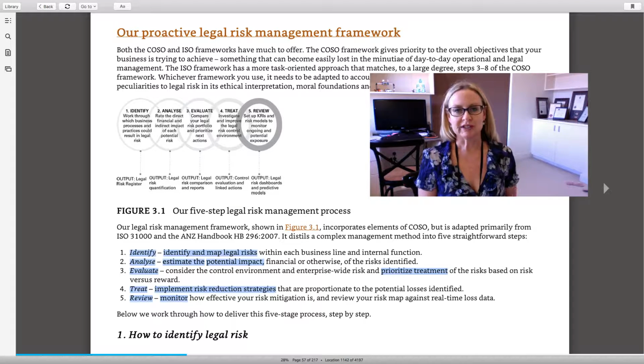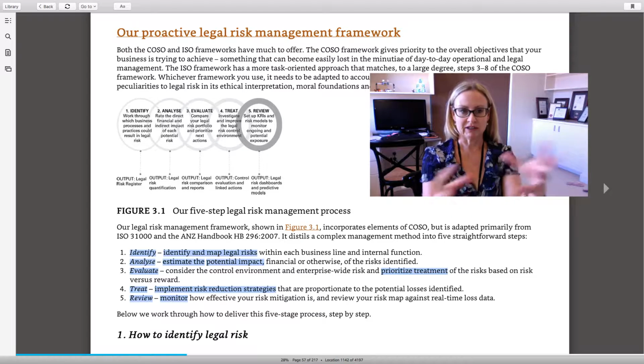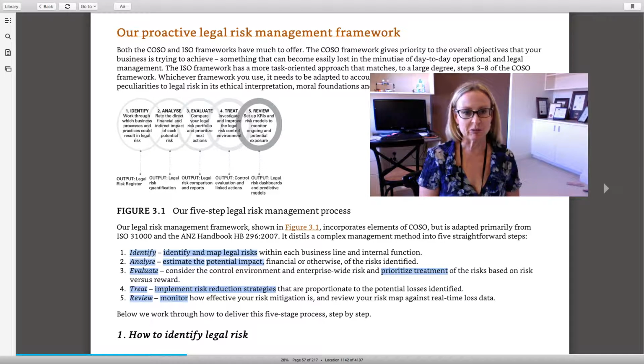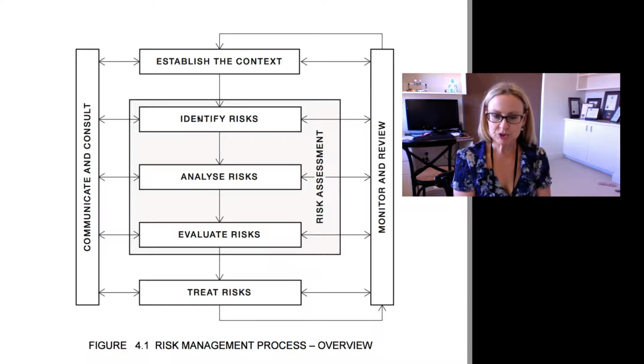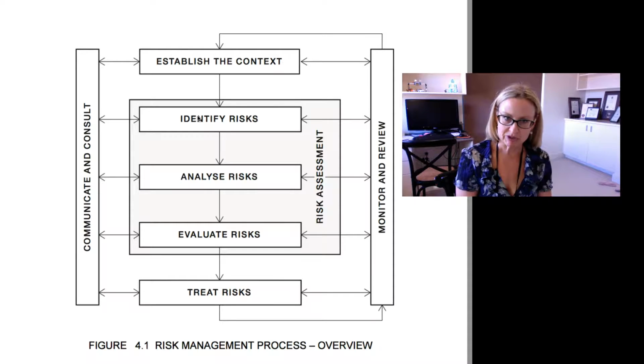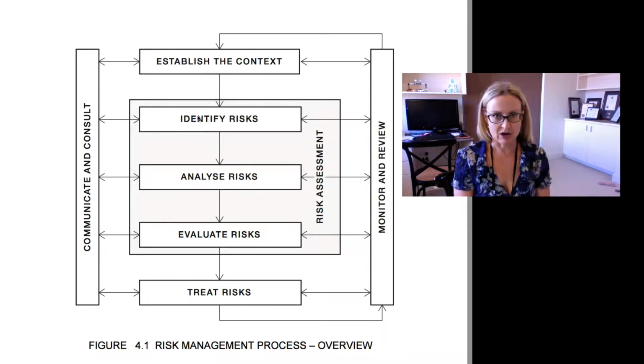So first up, obviously, identification, analysis, evaluation, treatment, and review. And that's their kind of rather, as you can see here, simplistic diagram that they've come up with. Now, if you just skip over to, if you've printed it out, your HB 296 document, which is related to that ISO standard, you'll see that process set out for you in a nice diagram here.